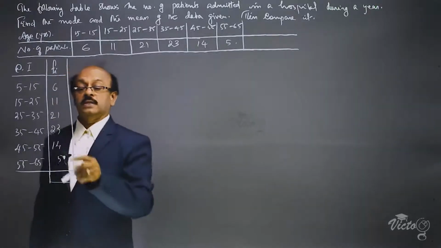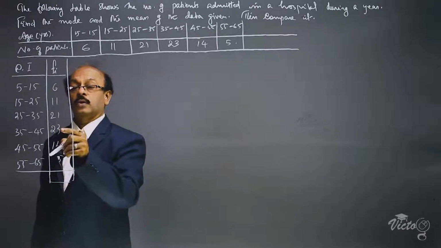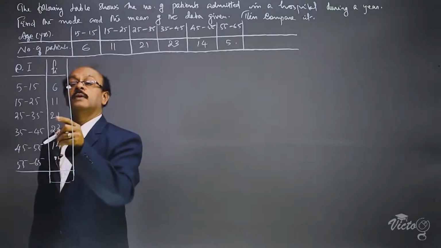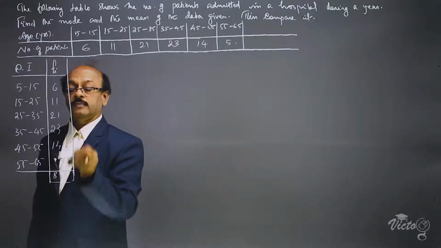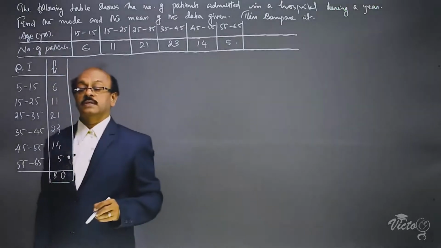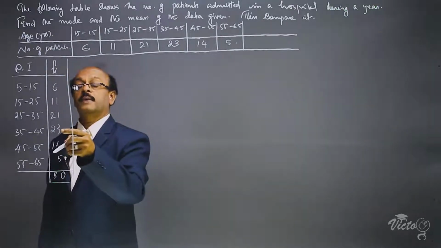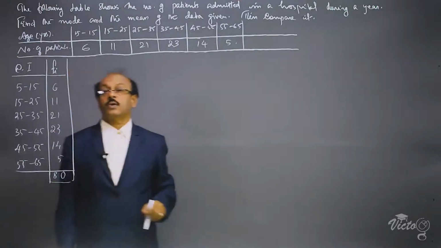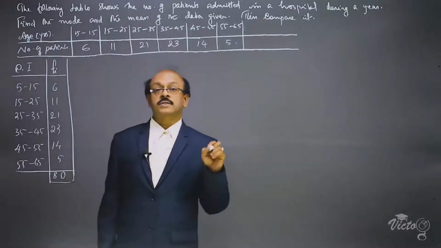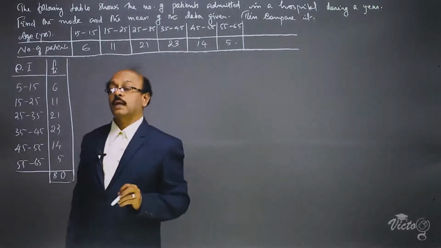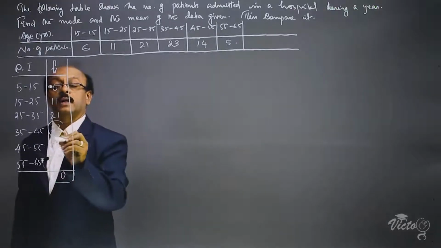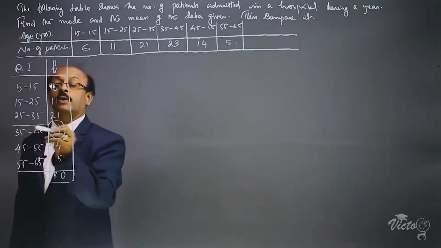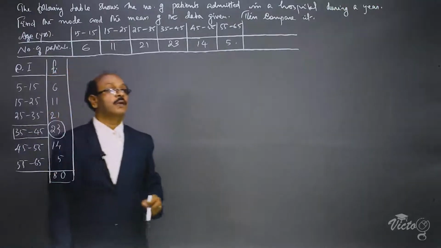Sum of the frequencies is 6 plus 11 is 17, plus 21 is 38, plus 23 is 61, plus 14 is 75, plus 5 is 80. 80 is the total of the frequencies. Now, the highest frequency occurring here is 23. Therefore, the modal class is 35-45.